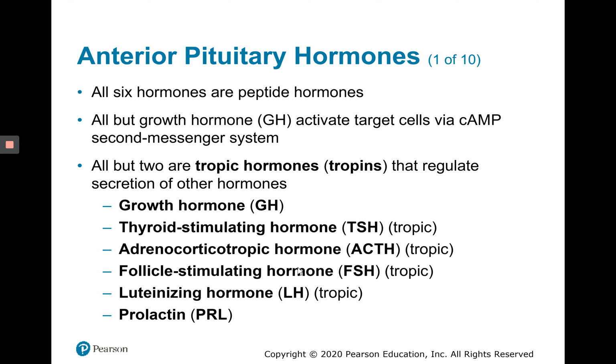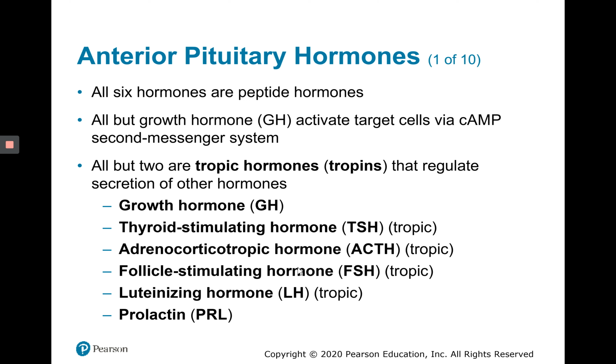All right, let's move into the anterior pituitary hormones. So all 6 hormones that we're about to talk about are peptide hormones or amino acid hormones. So they're water soluble, and all of them but growth hormone are actually going to use the cAMP, cyclic AMP, second messenger system. A lot of them are tropic hormones. Tropic hormones are hormones that cause the release of other hormones.